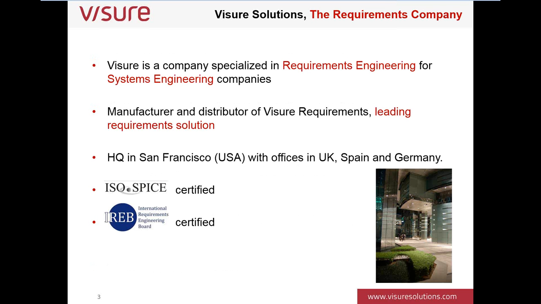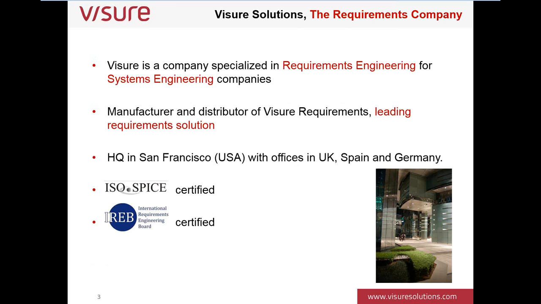Visual is a company specialized in requirements engineering for both system engineering and software engineering companies, because at the end requirements are in both. Even if you're building a system, an airplane, a car, a mobile phone, or even if you're building software, requirements are there anyway. So we pick the best of both worlds and put that into our tool.